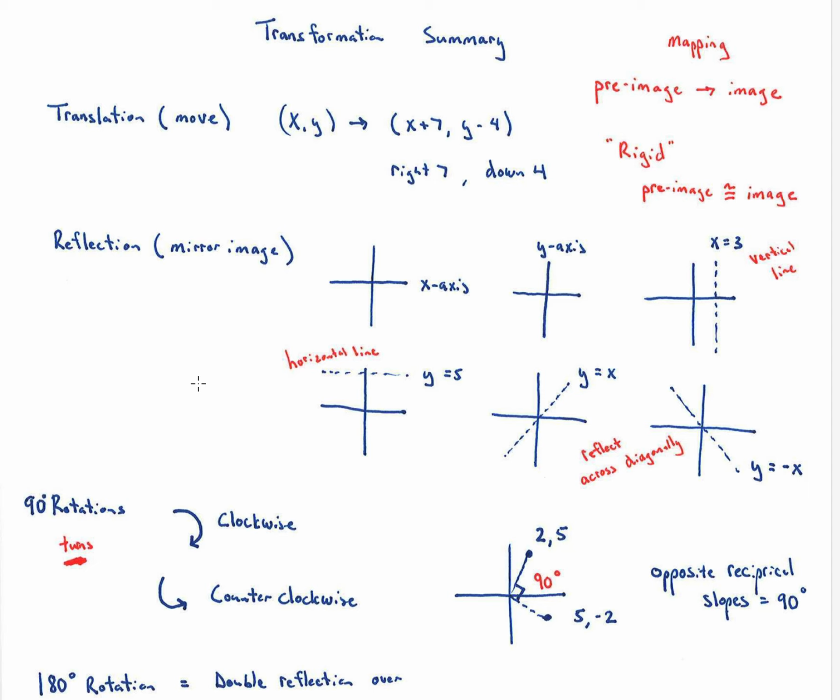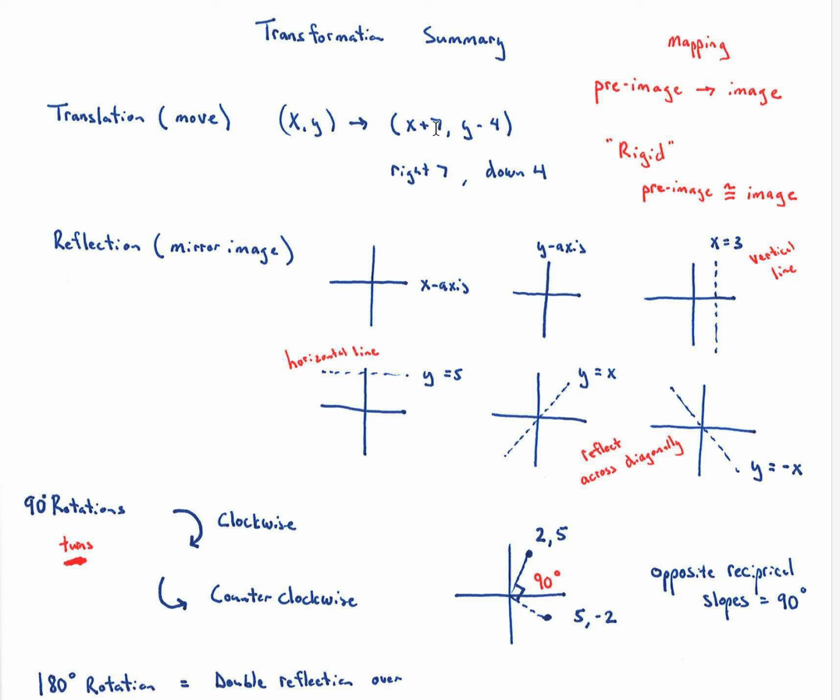Unit in geometry. And so there are three different transformations that we want to look at: translations, reflections, and rotations. Let's look at translations first. So I'm up here, and a translation is nothing more than a move, right? We take x comma y, and then we do something like x plus 7 comma y minus 4.